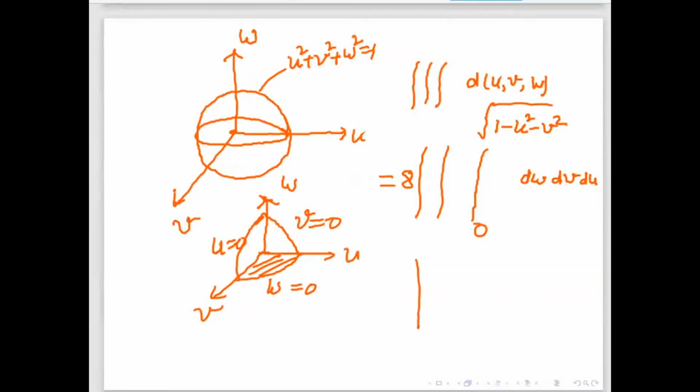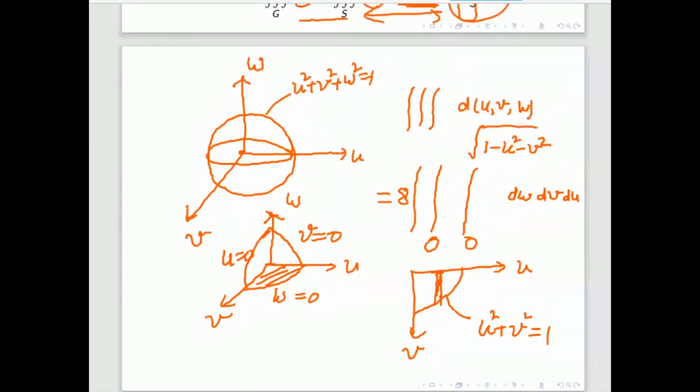To find the limit of u and v, I will draw the same picture in only the uv plane, means this part. So what is the equation of this? This is u, this is v. U square plus v square is 1, because it is a circle, w is anyway 0. If we take a vertical strip, then we will get the limit of v. It will start from here, it will go up to here. So it will start from 0, and here it will go up to square root of 1 minus u square.